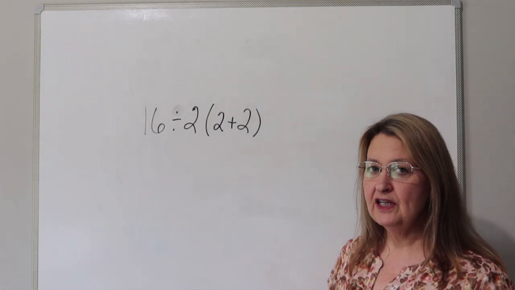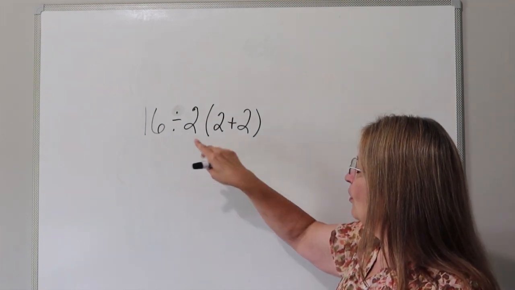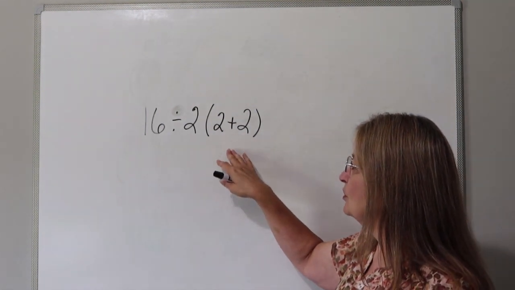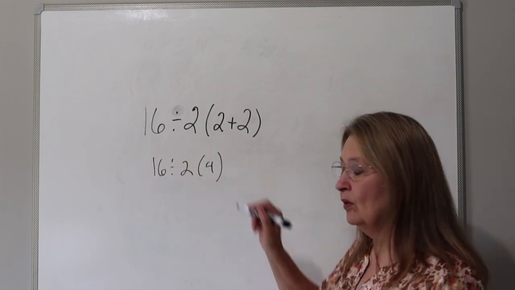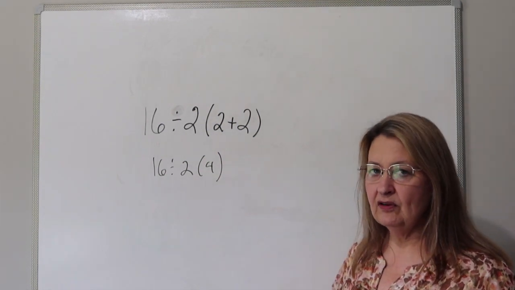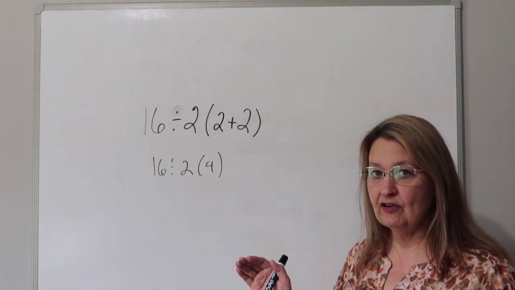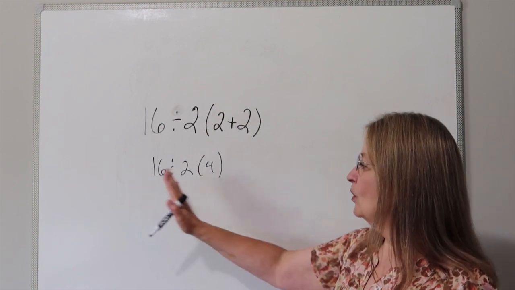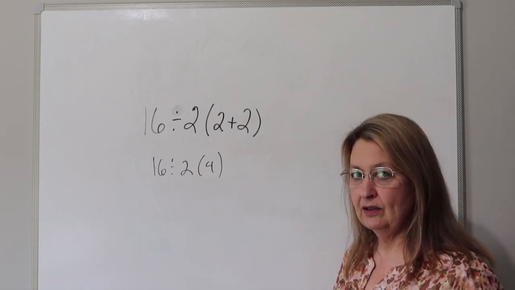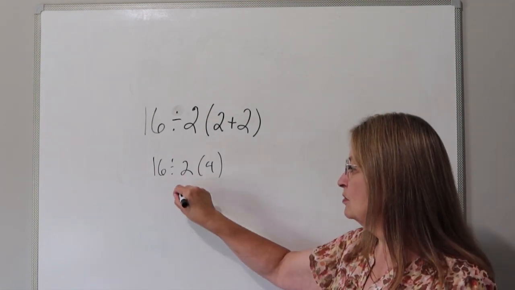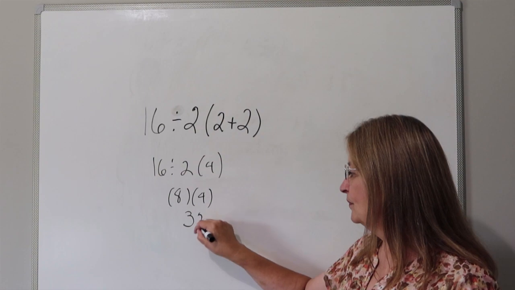If you want to, pause the video, work it out real quick, and then come back and see if you got the right answer. So we're going to start within the grouping symbols first. 2 plus 2 is 4. So now what I have is 16 divided by 2 times 4. There are no exponents, so we're moving on to step 3. What people usually want to do right here is they want to come over here and multiply 2 times 4 first. No, that's not the way we do this. We're going to go back to the left and work our way. Any multiplication or division: 16 divided by 2 gives me 8. So now what I have is 8 times 4, which is 32.